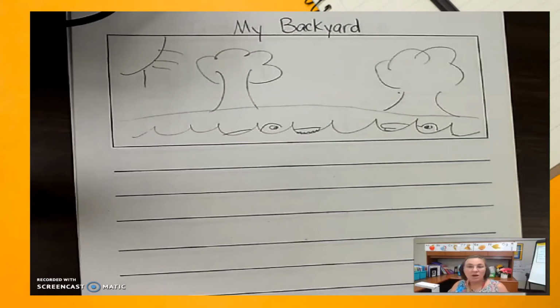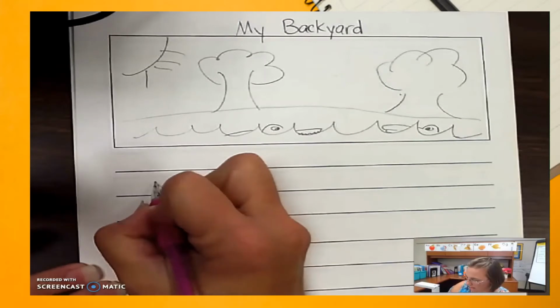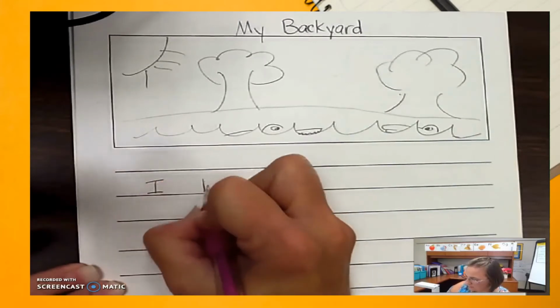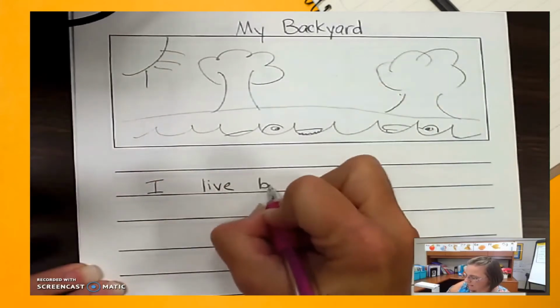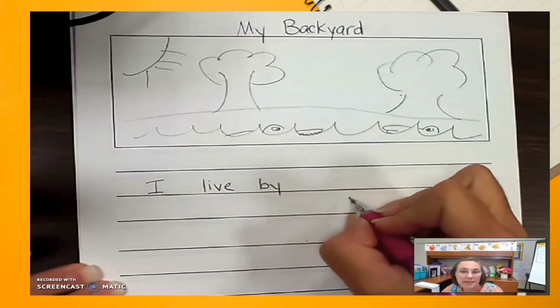So in my backyard, I live by a lake. But I don't want to say just any lake. I want to make sure I use the name of the lake. It's called Lake Seminole. So I can say, I live by Lake Seminole. Let me write that. I live by, and now I'm going to write Lake Seminole.